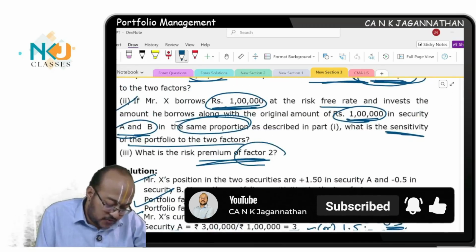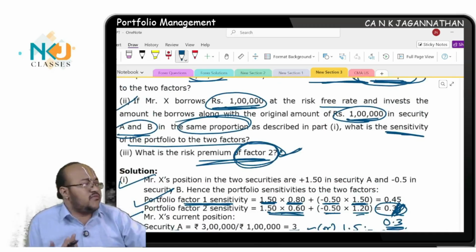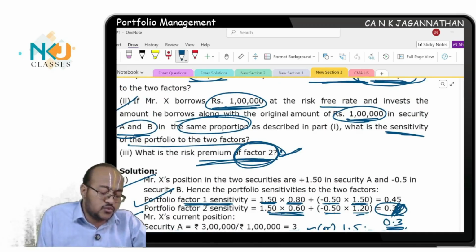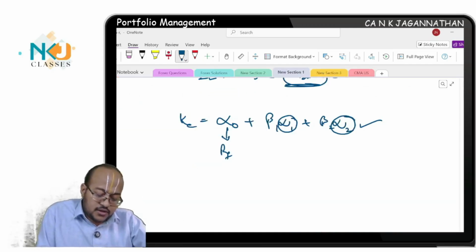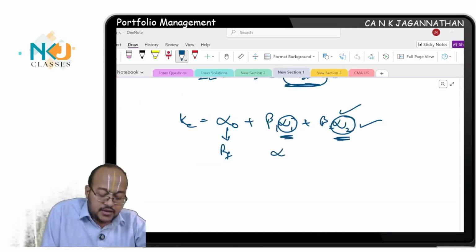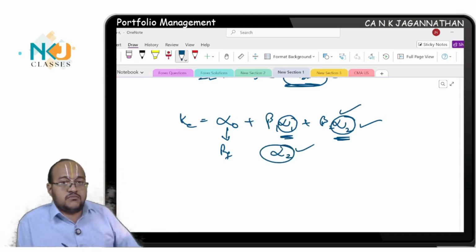See here what they are asking. What is the risk premium for factor 2 alone they are asking. Factor 1 risk premium they are not asking. Anyway, we will get both the factor risk premiums. For factor 2, what is the risk premium? They are asking lambda 2. Are you all understanding?